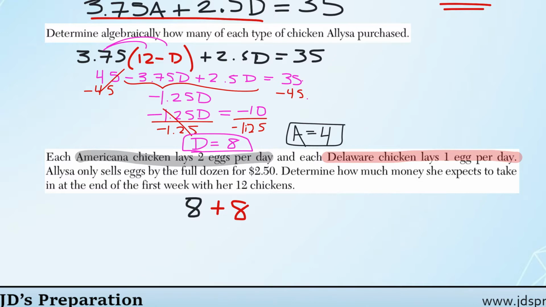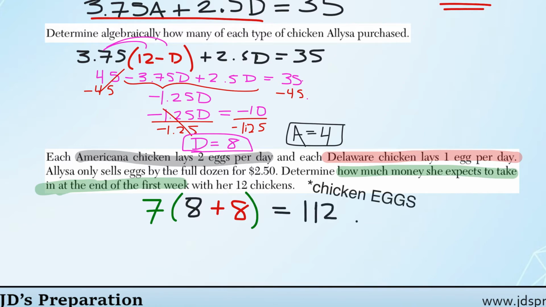So we're being asked to determine how much money she expects to take in at the end of her first week with these 12 chickens, right? So how many days in a week? There are 7, okay? So we need to take that into account here. So we're going to take those 16 eggs she's producing per day. We have to multiply that by 7 because there are 7 days in the week. So that gives us a total of 112 eggs being produced in the week.